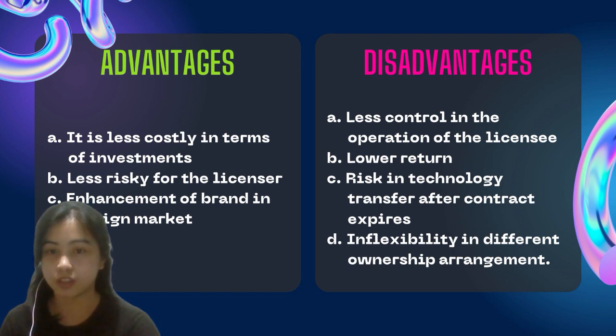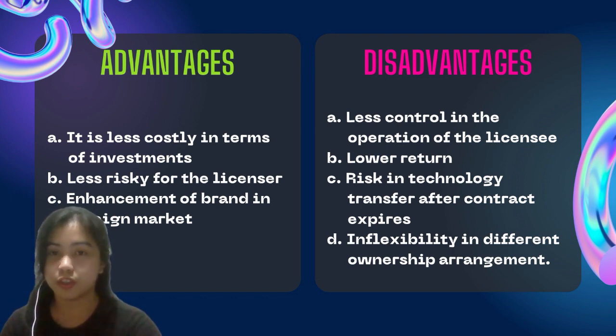Third, there's a risk of technology transfer to the licensee, and once the licensing agreement expires, the licensor may face challenges protecting its exclusive technologies. This is particularly relevant for companies with advanced technologies or unique product features. Lastly, licensing arrangements may be less flexible compared to other ownership structures, limiting the licensor's ability to adapt to changing market conditions or strategic shifts. This lack of flexibility can be a challenge in dynamic business environments.